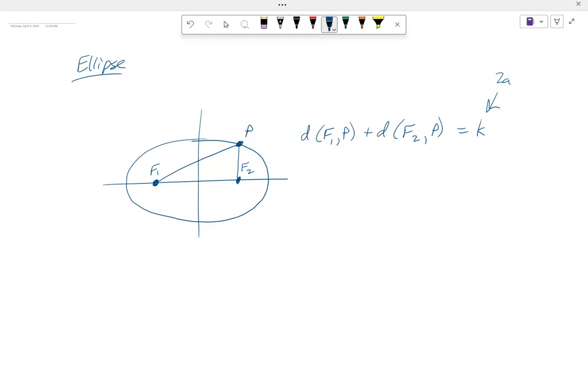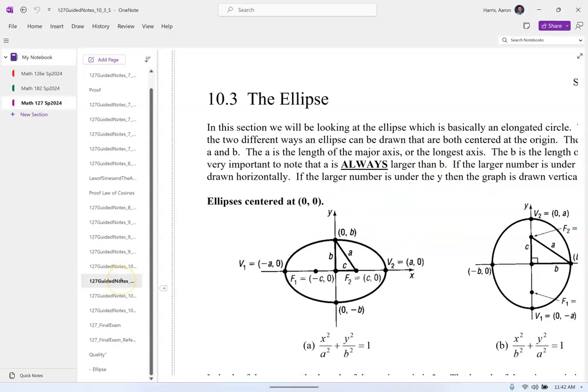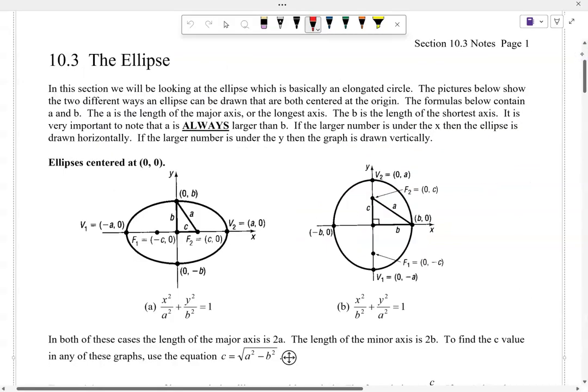If you can imagine this being kind of like a string wrapping around, and this is like a nail right there. If you move that nail around, the string is still the same length, and it still wraps around. That'll help you to draw your ellipse, if that makes sense. It looks like an elongated circle. Let's go back here to our notes. So basically an elongated circle.